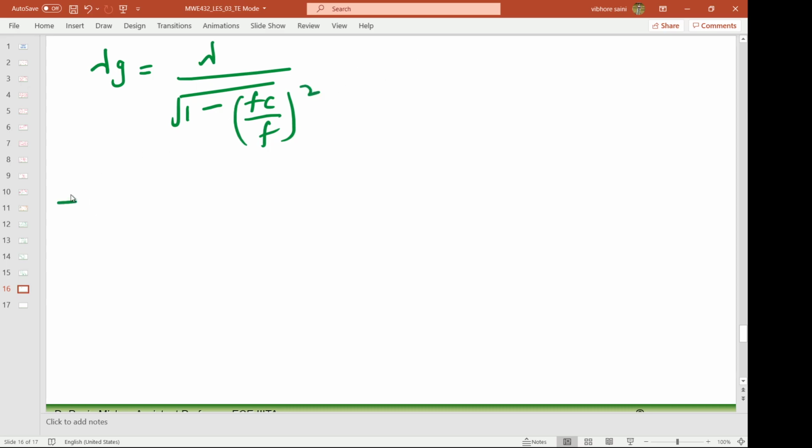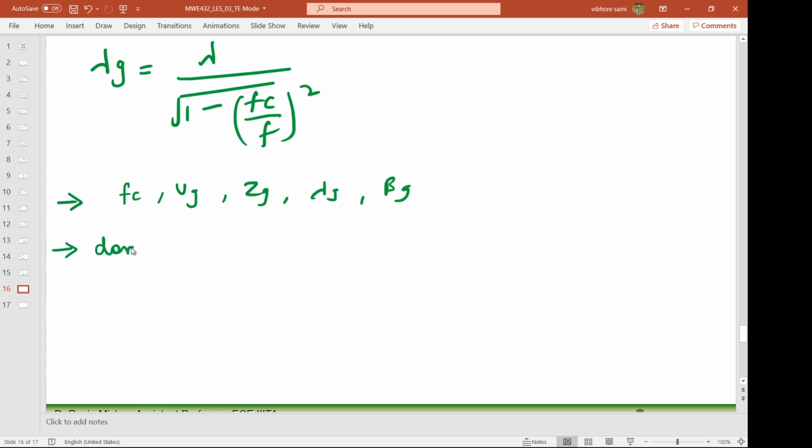So in rectangular waveguide, what we saw is that we obtained cutoff frequency, Vg, Zg, lambda g, beta g. And what is cutoff frequency? The frequency at which no propagation occurs. Below the cutoff frequency there will not be any propagation, and if frequency is greater than the cutoff frequency, the propagation will occur.